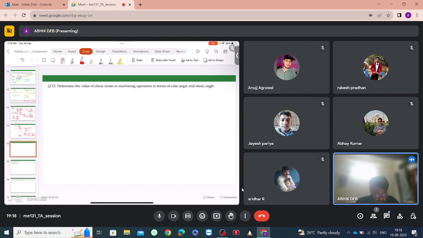Now coming to the next problem. Determine the value of the shear strain in machining operation in terms of the rake angle and the shear angle. So how to go about this? So what is basically shear strain? The basic definition of shear strain, can you tell me? What is the basic definition of shear strain?